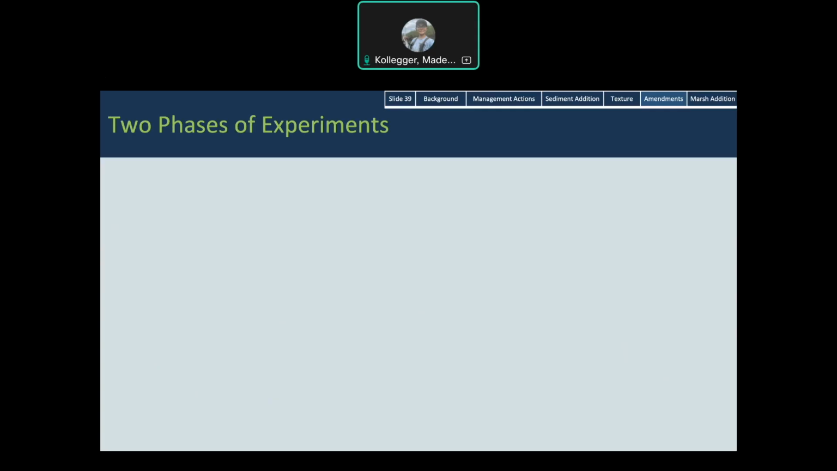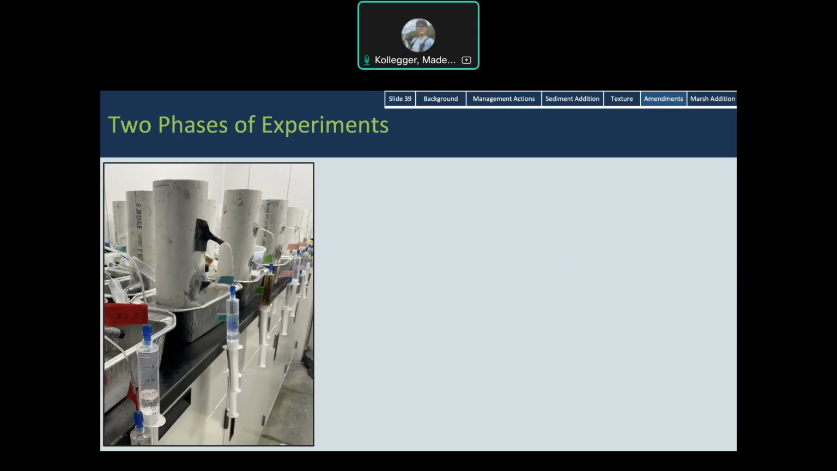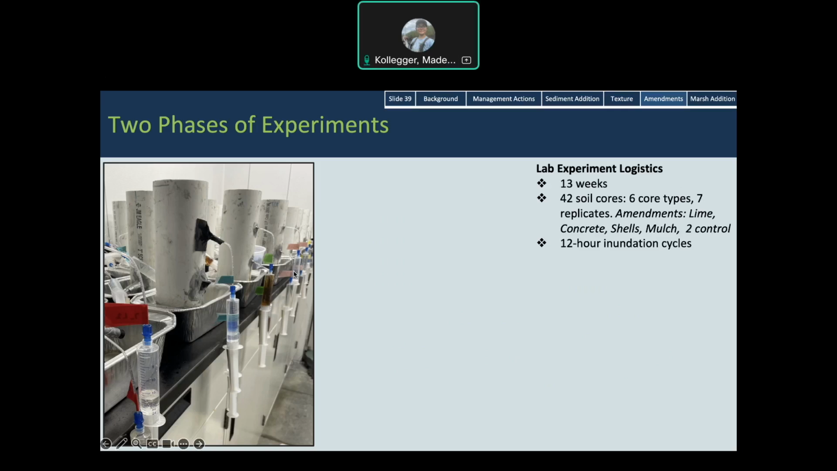And so we studied these amendments through two phases of experiments. The first phase was in the lab, and it lasted for 13 weeks. We tested those 4 different amendments as well as 2 different controls. I manually added water in on a 12-hour inundation cycle, adding the water and then letting them drain just like the tides would. We measured pore water chemistry, such as pH, sulfide, iron, and nutrients every week, as well as a one-time greenhouse gas sampling for carbon dioxide and methane.